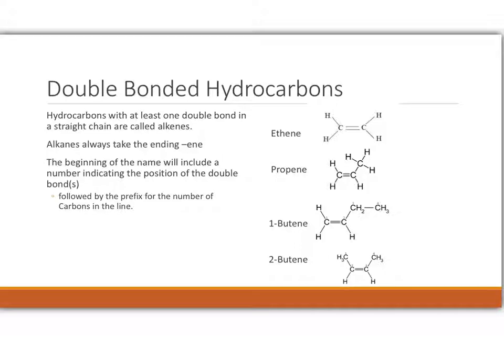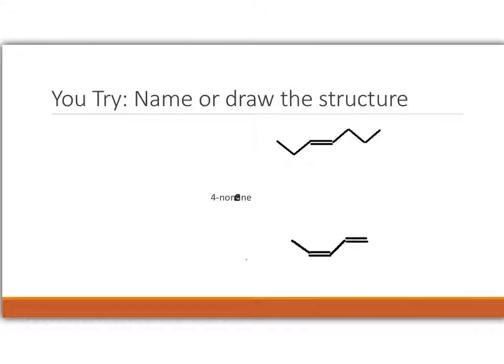So for something like this butene here, if the double bond falls on the first carbon, then you call it 1-butene, because there's 1, 2, 3, 4 carbons, and the double bond occurs at the first carbon. Whereas if you have a butene where the double bond's in the middle, you call it 2-butene to indicate where the double bond takes place. So, ene, E-N-E, tells you that there's a double bond somewhere. The number tells you where it falls. So, you try naming or drawing these double bonded structures.